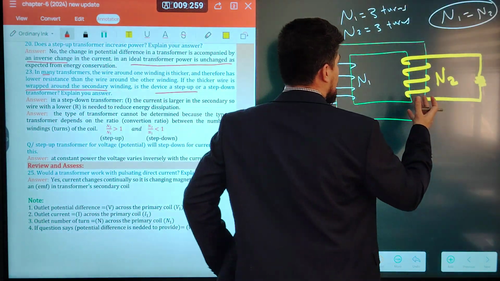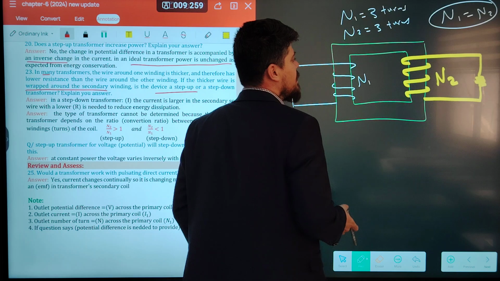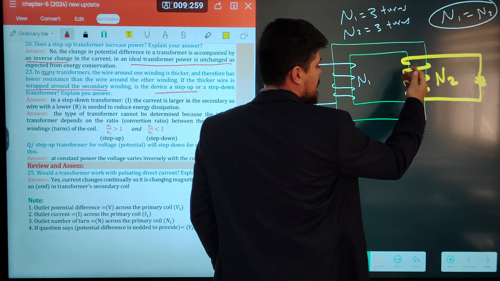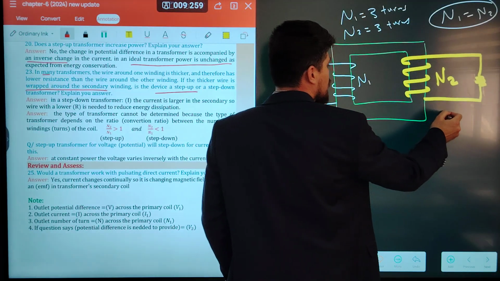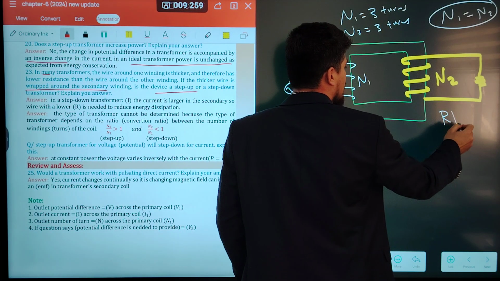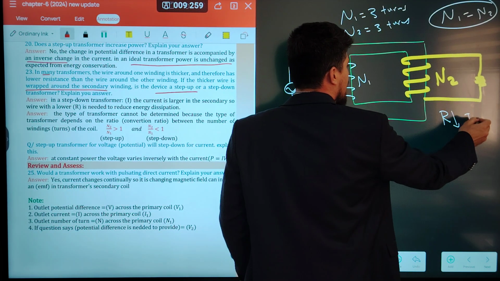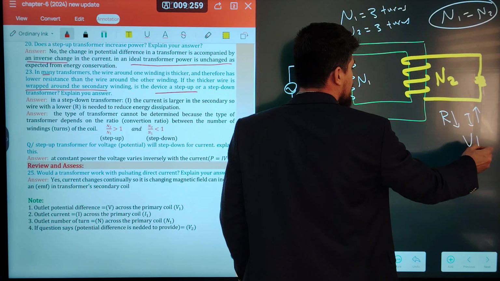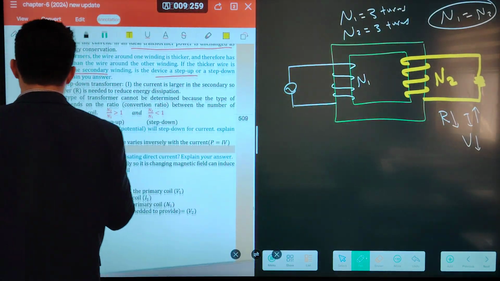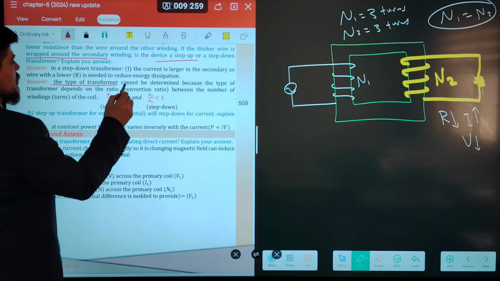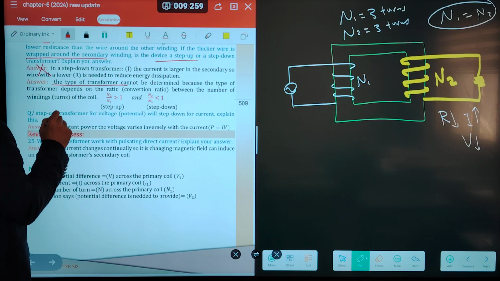Okay, in reality, this transformer can be like in the secondary coil, because the thick wire is very thick. So the thick wire has less resistance. Less resistance has more current. More current has less potential difference. It becomes step down. Okay, but based on this book, the type of transformer, you can delete the first answer.